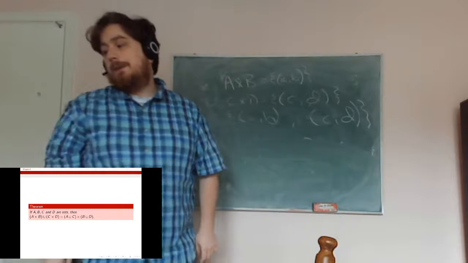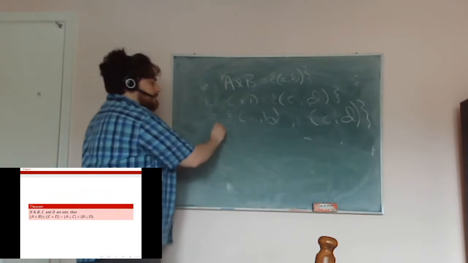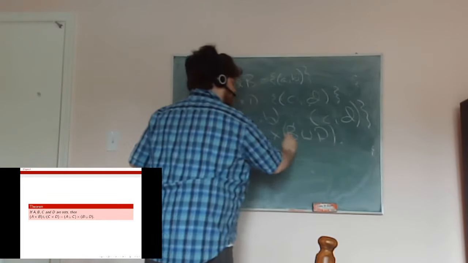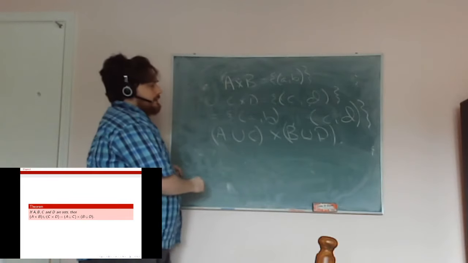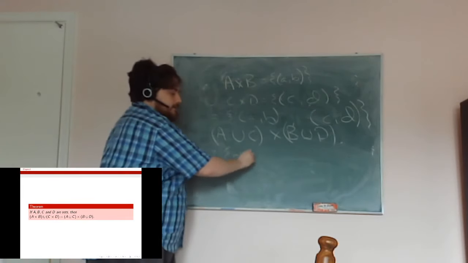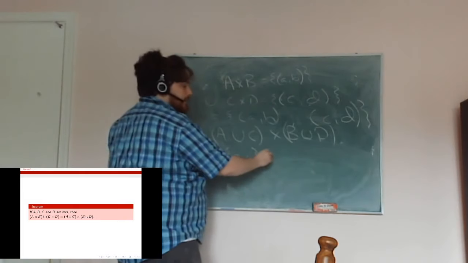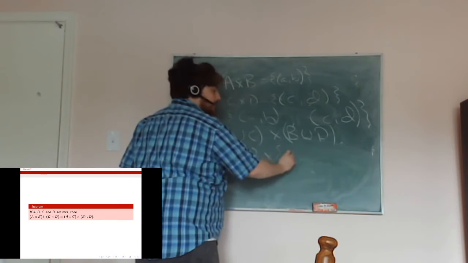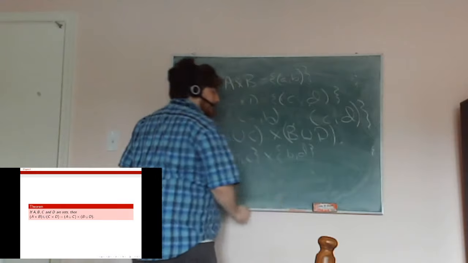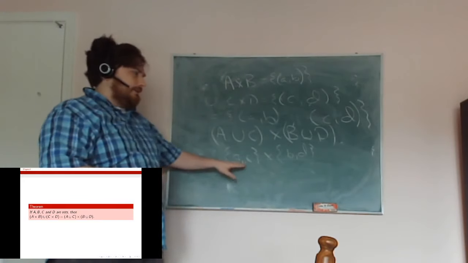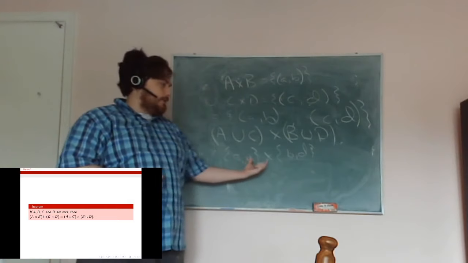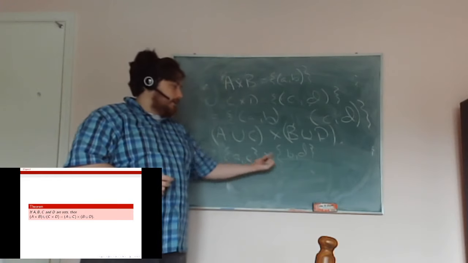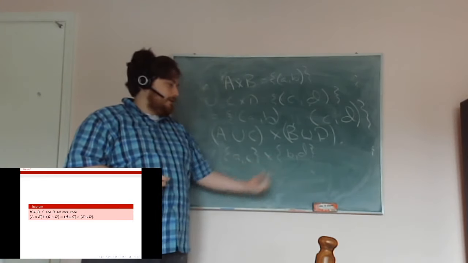Now on the other hand, if I take A union C cross B union D, A union C is the set consisting of A and C, and then I take the Cartesian product with the set consisting of B and D. Notice already, without even finding what these are, because I have two elements here and two elements here, I'm going to end up with four distinct elements. In particular, AB, AD, CB, CD.